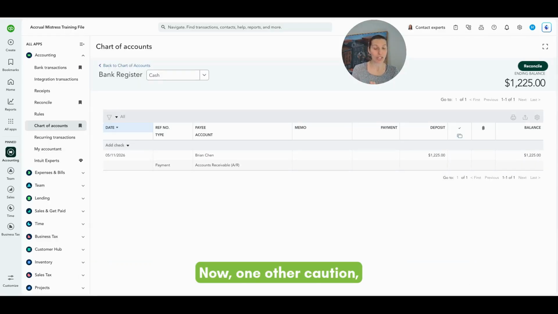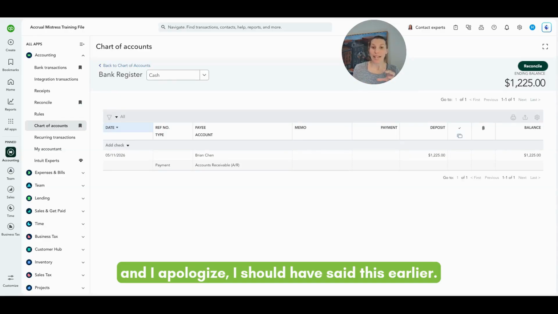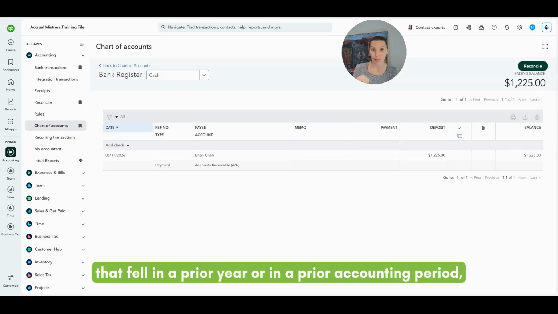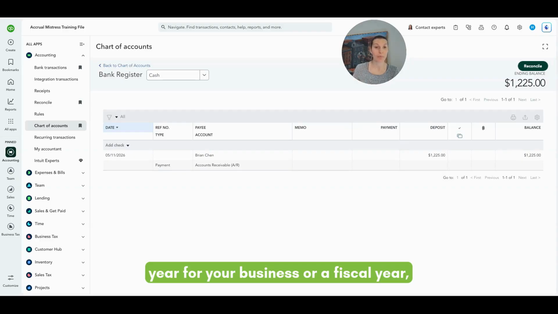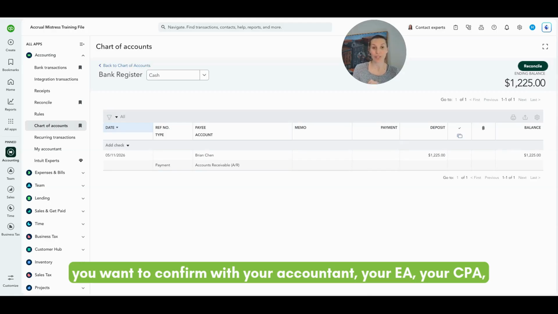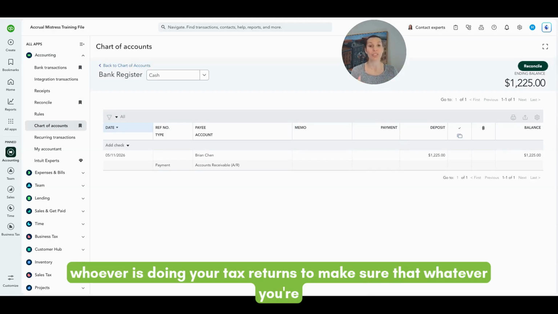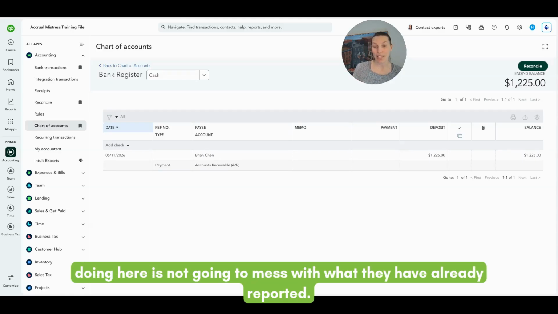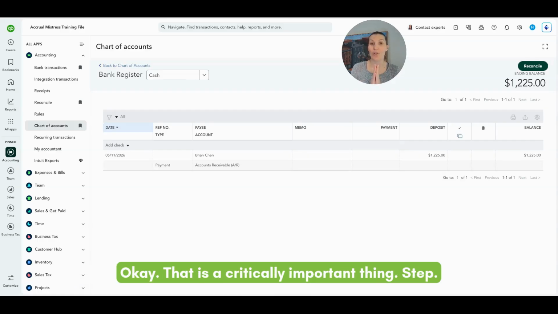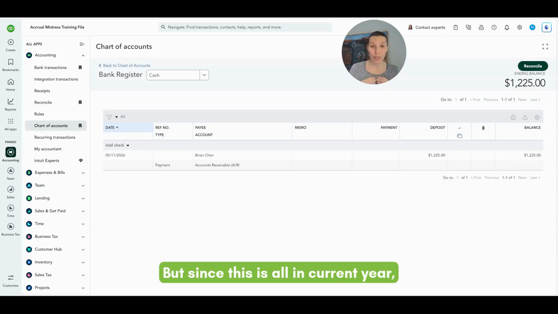Now, one other caution, and I apologize, I should have said this earlier. Because I am doing all of these corrections in current year, this is absolutely fine and completely acceptable. But if this were an outstanding transaction that fell in a prior year or in a prior accounting period, so if you're on a calendar year for your business or a fiscal year, either way, if it falls into the previous year, you want to confirm with your accountant, your EA, your CPA, whoever is doing your tax returns, to make sure that whatever you're doing here is not going to mess with what they have already reported. Okay, that is a critically important step. But since this is all in current year, and because I know that the taxes for 2026 have not been filed yet, of course, I am okay to make these edits.